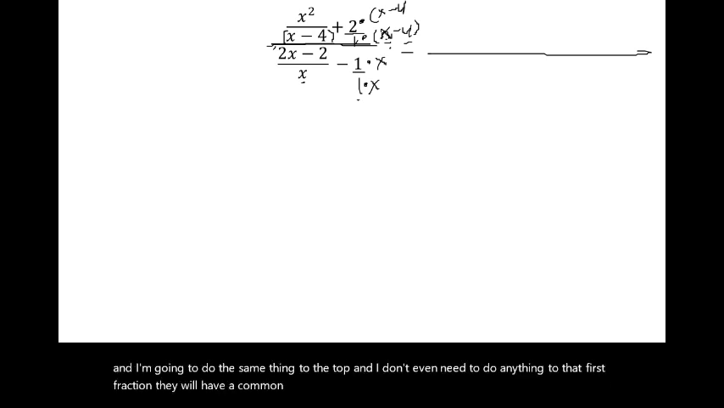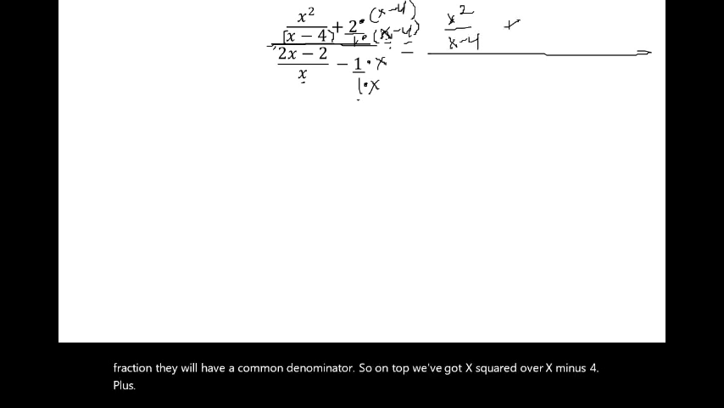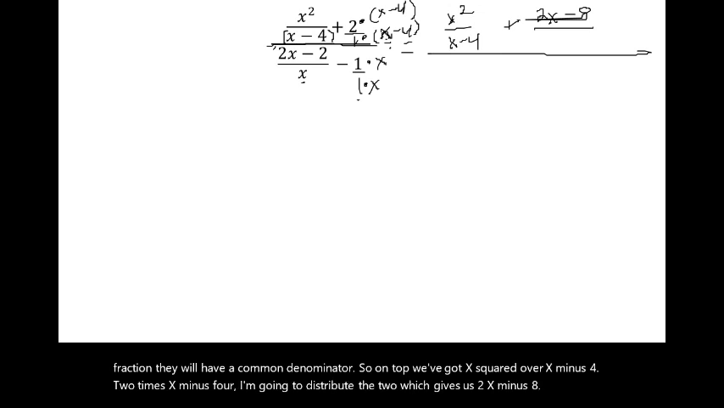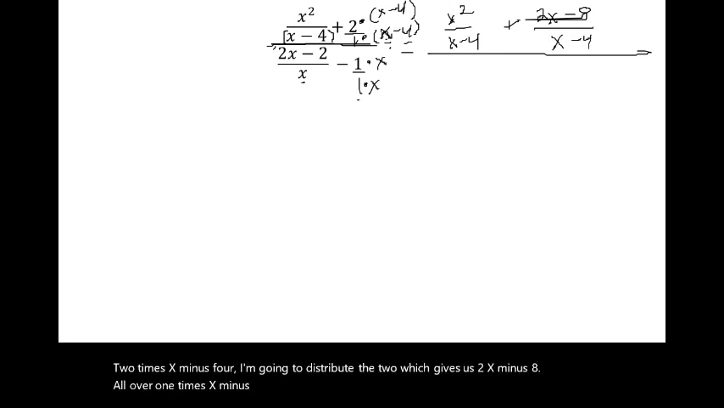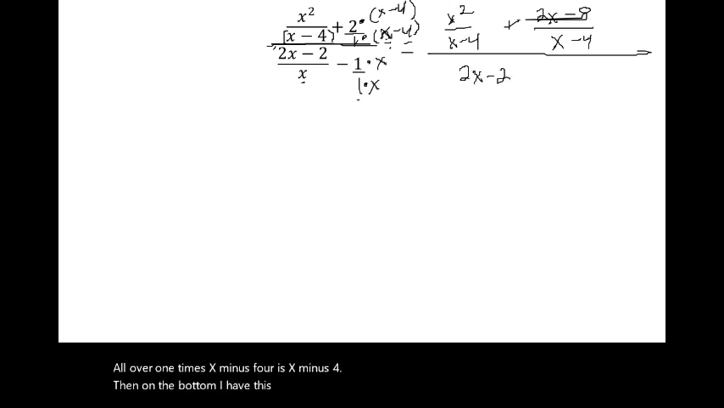So on top, we've got x squared over x minus 4 plus 2 times x minus 4. I'm going to distribute the 2, which gives us 2x minus 8, all over 1 times x minus 4, which is x minus 4. Then on the bottom, I have this 2x minus 2 all over x, and then minus 1 times x is x over x.